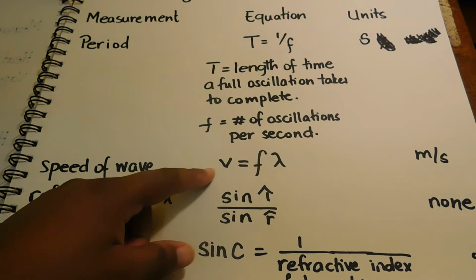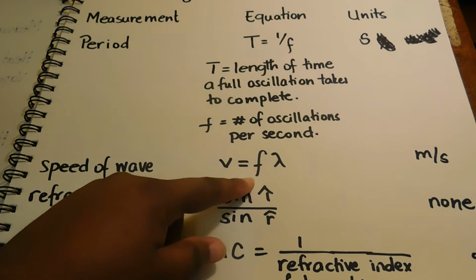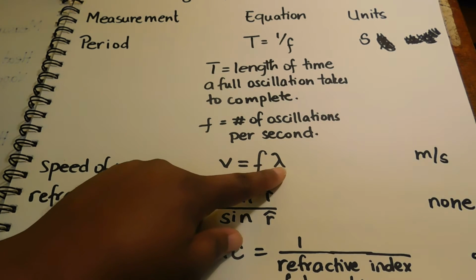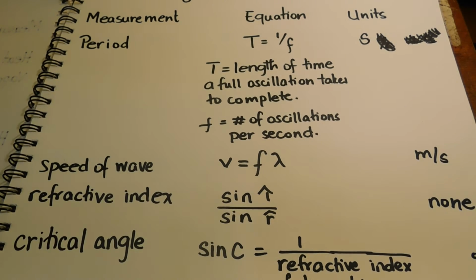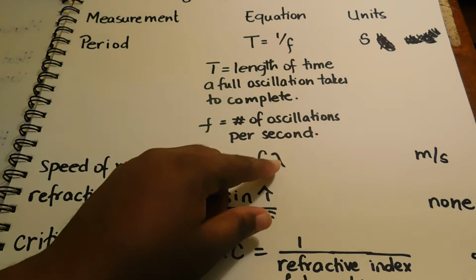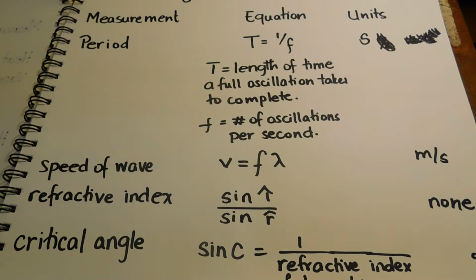Now, speed of a wave is velocity equal to frequency times wavelength. The units for velocity will be meters per second, because frequency would have units of 1 over s, and lambda would have units of meters. Sometimes lambda is given in nanometers, and that is where we would do our conversions. You'll learn about that later on.